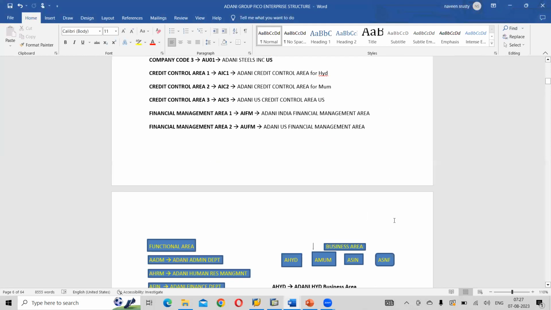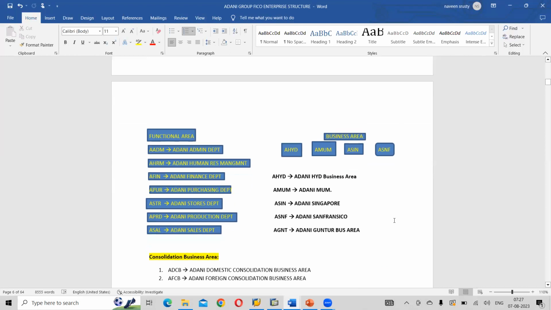Next one, write down this particular structure. Business area. Write down, we have 5 different business areas. The first is AHYD, next one AGNT, then AMUM, then ASIN, and next one, ASNF.